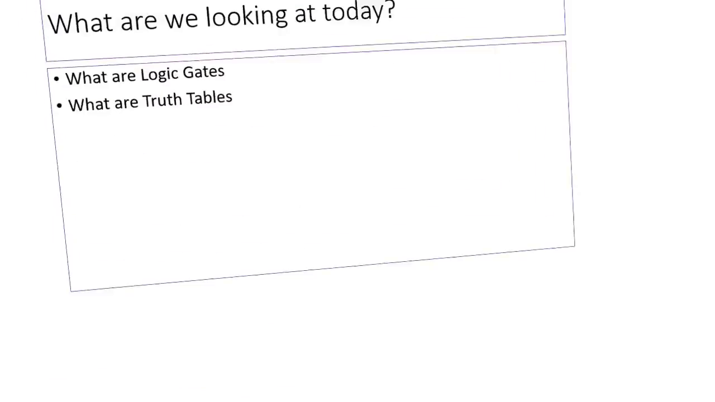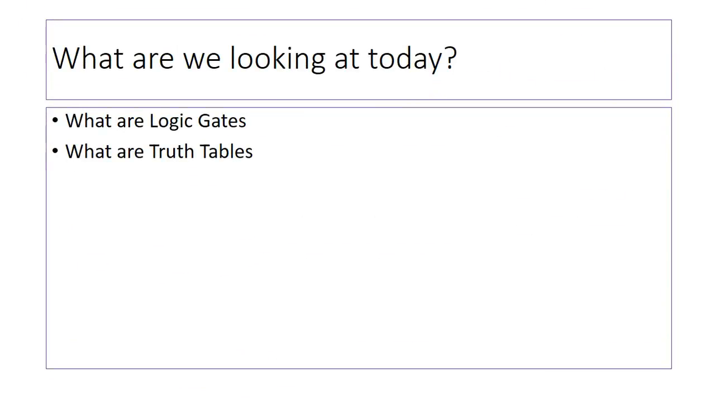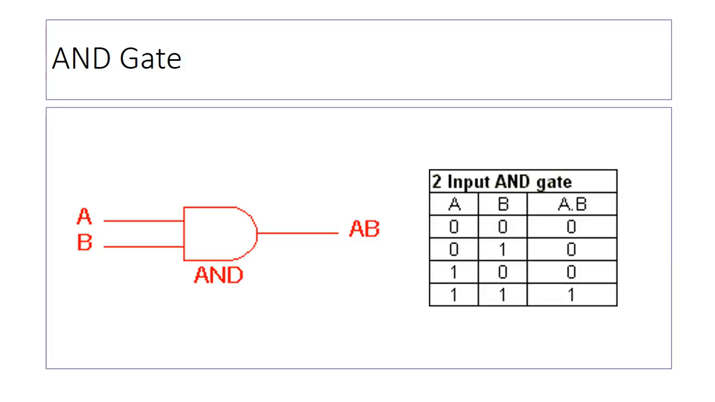So in today's video we're going to be looking at what logic gates are, how they are used, and also what truth tables are. Before we get underway and before we start looking at this in more detail, we need to remember that everything which is done on computers can be broken down to ones and zeros, binary. In these truth tables that you're seeing, 0 equates to false and 1 equates to true.